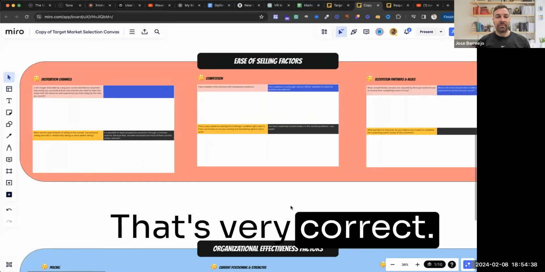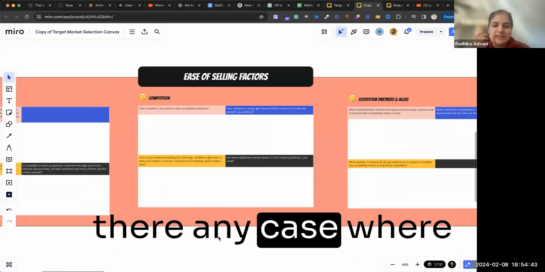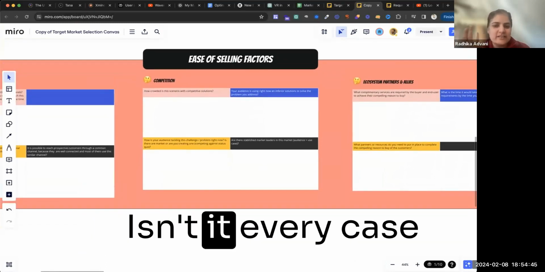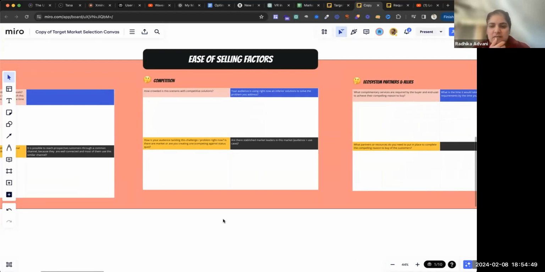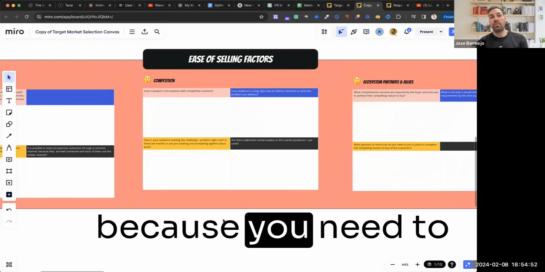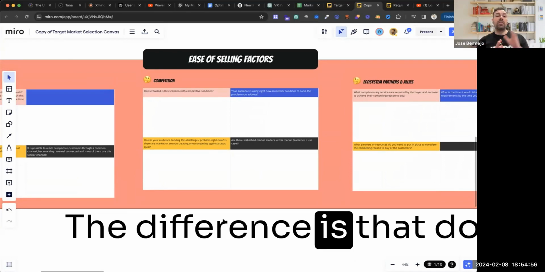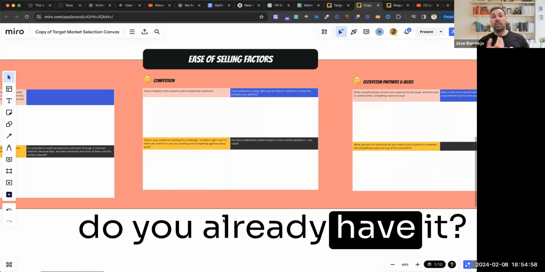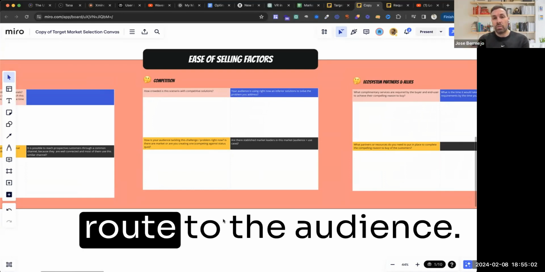That's very correct. But is there any case where you don't need a distribution channel? Isn't it that almost every case does need a distribution channel? Any case needs a distribution channel because you need to reach your audience. The difference is, do you need to build it or do you already have it? But you always need distribution because it's your route to the audience.